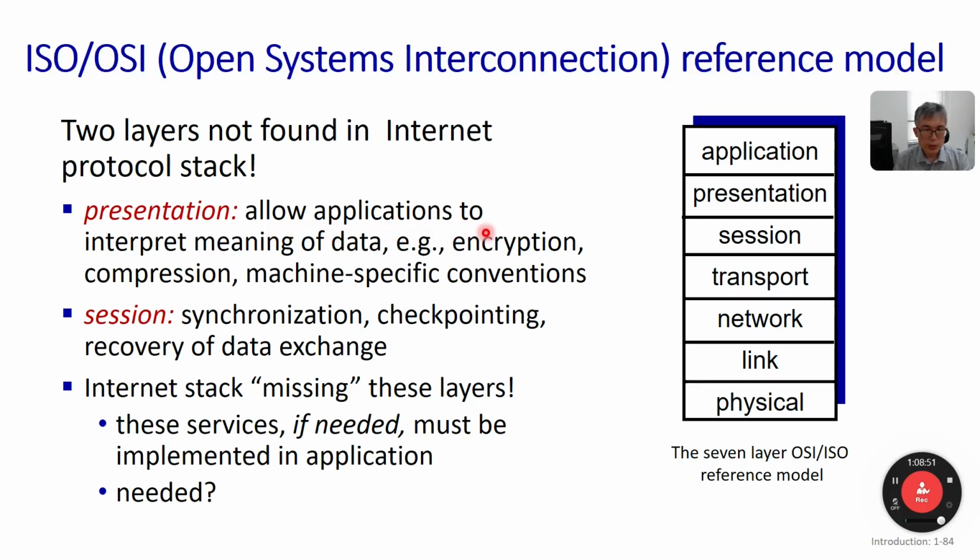allows the application to interpret the meaning of data, such as encryption, compression, and machine-specific conventions, like data byte ordering, big endian and little endian from the computer architecture point of view, message byte ordering. And the session layer handles synchronization, checkpointing, and recovery of data exchange, like a database service. So two protocol layers are omitted for simplicity. These services, if needed, must be implemented in the application layer.